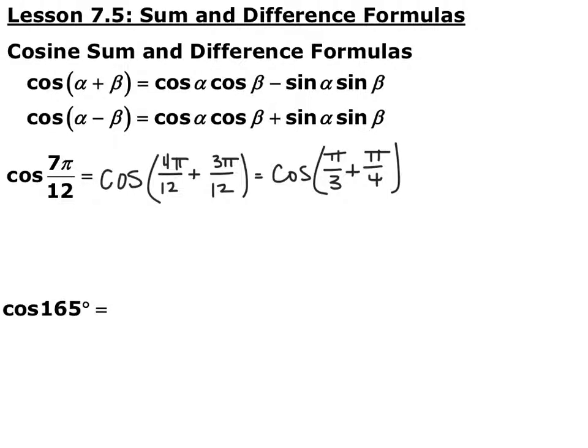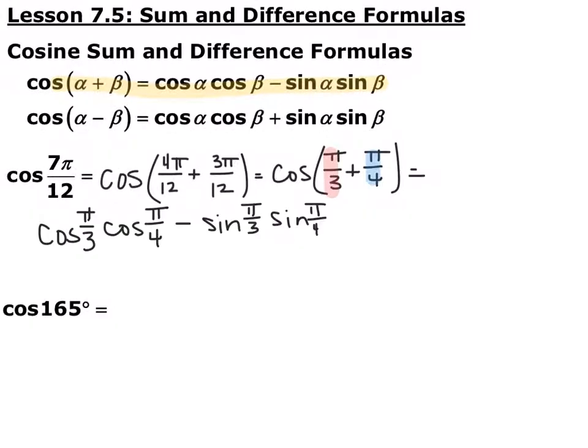Now I'm going to apply the cosine sum formula from above with our angles pi over 3 and pi over 4. I have two angles added together, so I'm going to have the same trig function multiplied together and then a subtraction in the middle. I have a plus in the original, so it becomes a minus in the formula. So I have the cosine of pi over 3 times the cosine of pi over 4 minus the sine of pi over 3 times the sine of pi over 4.